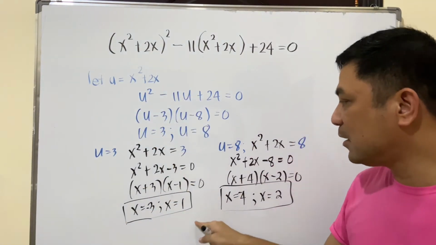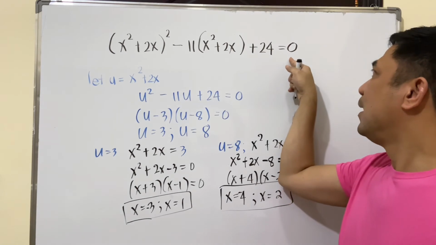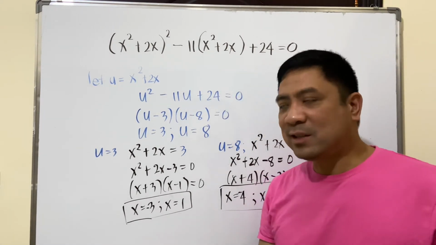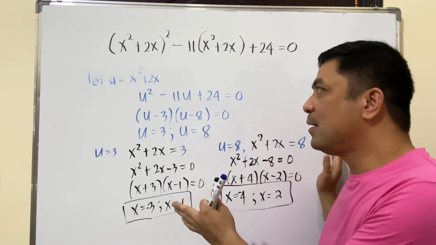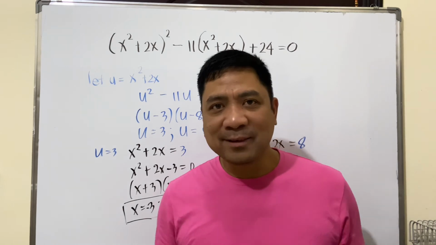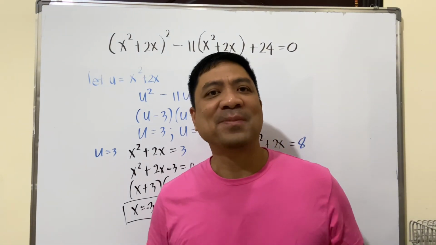So when you substitute these values, you'll get 0, so 0 is equal to 0. So as I've said, this is the solution by substitution. On our next video, we will solve it directly, without substitution.